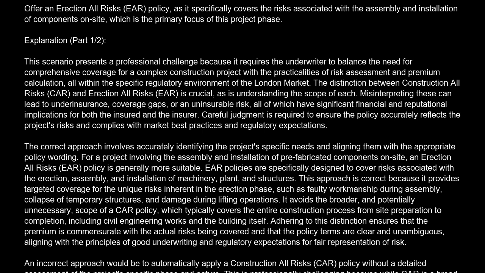An incorrect approach would be to automatically apply a construction all-risks (CAR) policy without a detailed assessment of the project's specific phase and nature. This is professionally challenging because while CAR is a broad policy, it may not be the most efficient or accurate solution for a project primarily focused on erection.